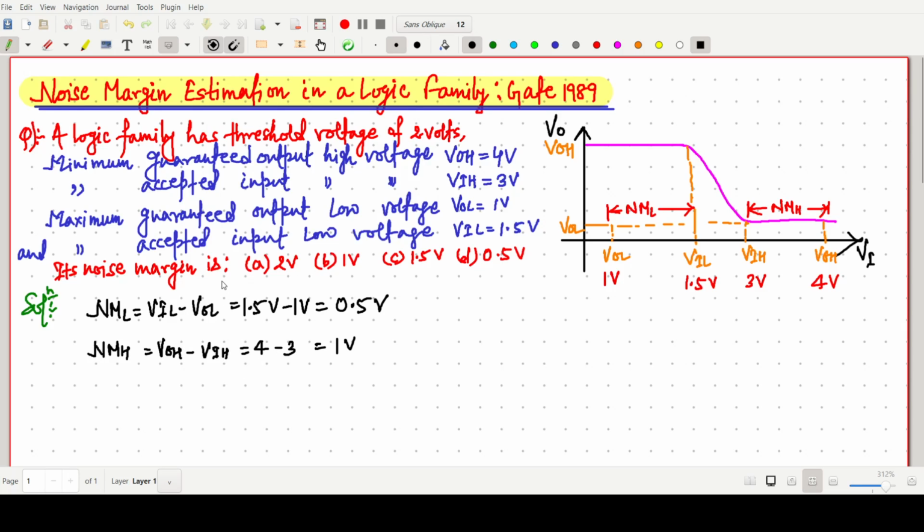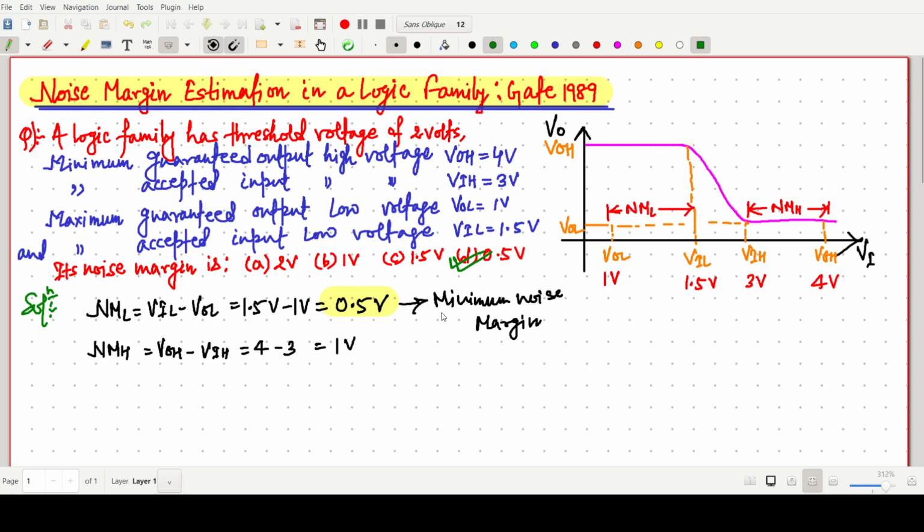So in the options 0.5 volt is also given and 1 volt is also given. If it says multiple options will be correct, then we have to directly tick the 1 volt and 0.5 volt. But if we have to select any one option, so in this case we have to select the minimum noise margin. So our correct answer for this question will be 0.5 volt. So this one is option number D.